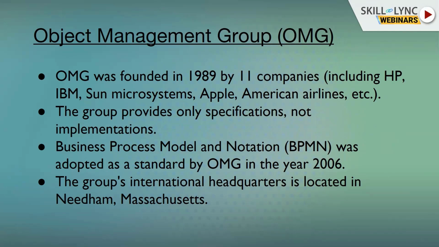So that's about the Object Management Group. And business process model and notation, the BPMN language, has been adopted by OMG in the year 2006. That means it's almost 1.5 decades that this standardization has been monitored and governed by the OMG group. This group has its headquarters in Massachusetts.